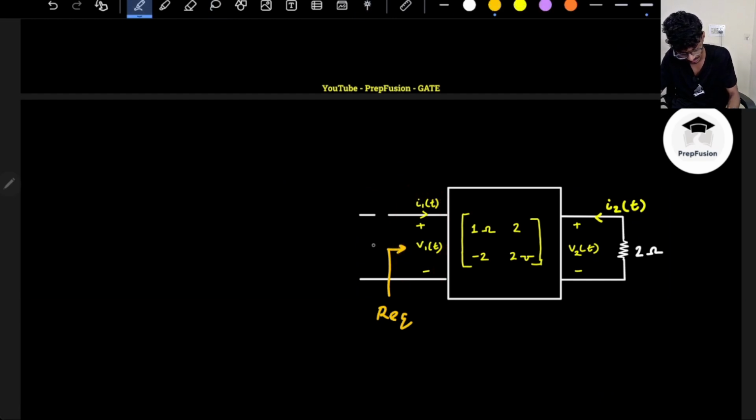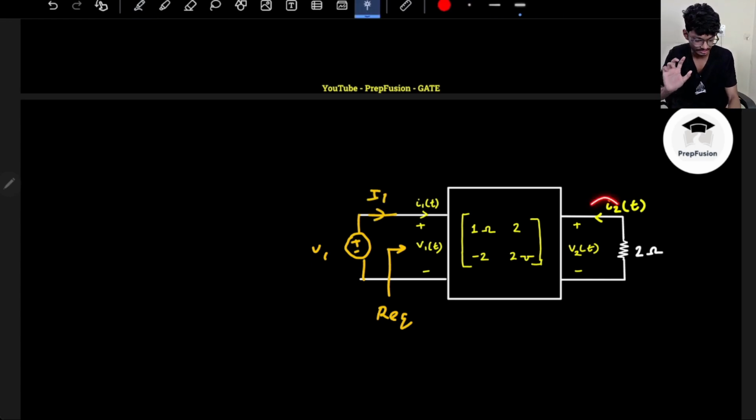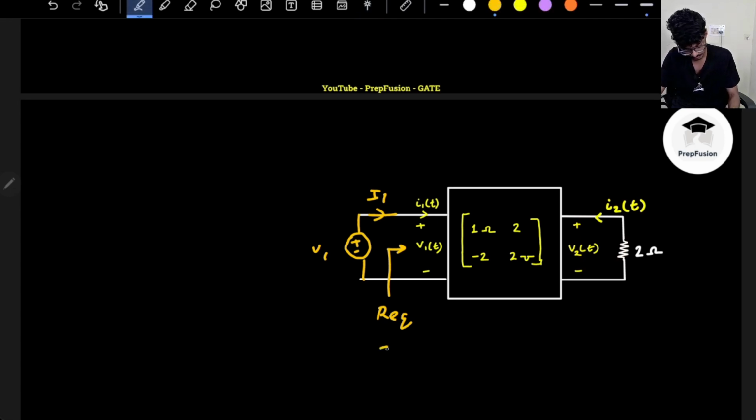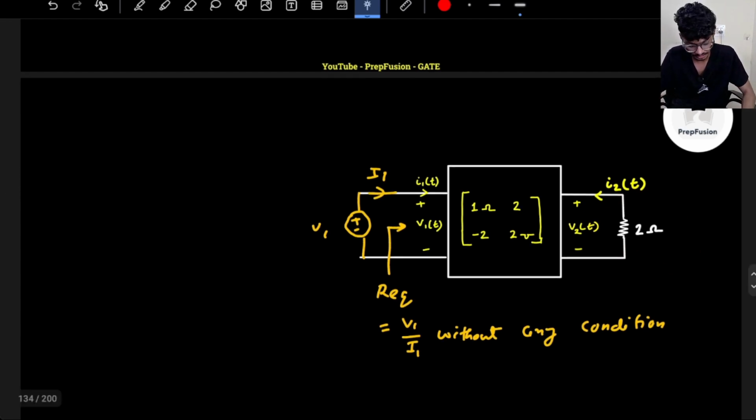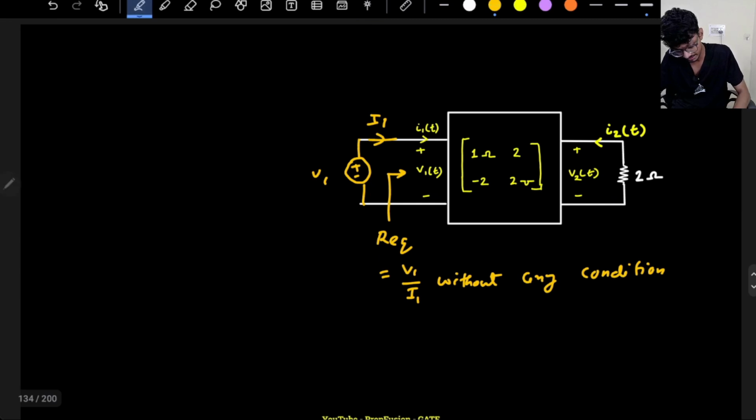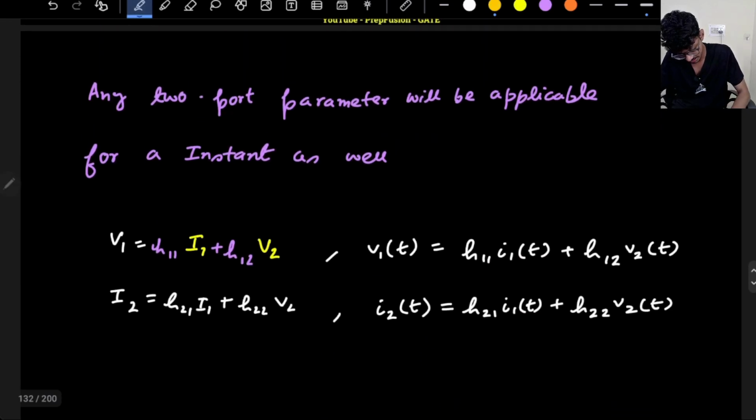Okay. So it is basically that if I apply a voltage source here and measure the current, and it is unconditional, right? There is no condition like either I2 will be 0 or V1 will be 0, nothing like that. It is unconditional. So it is V1 by I1 without any condition. So we will be able to find out unconditional input impedance, because I have told you, if resistance is connected or something, then we are able to find out the unconditional impedances. So exactly that is what we will do here. So I will write the H parameters basically. I will copy this H parameter here.